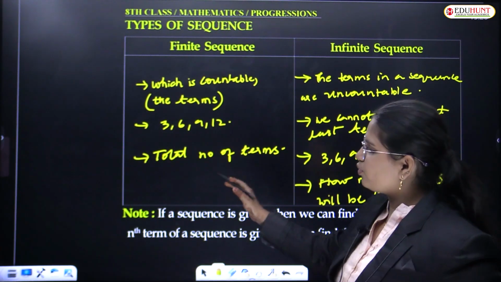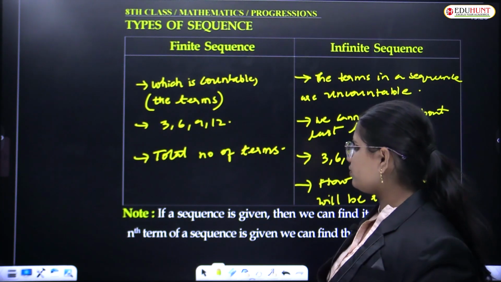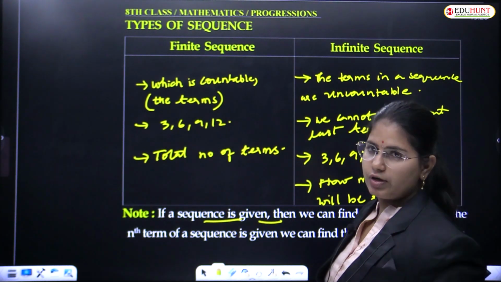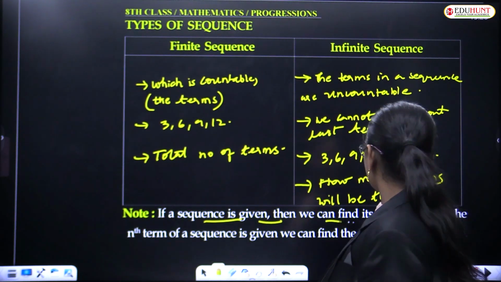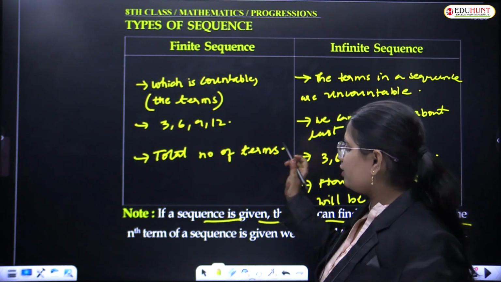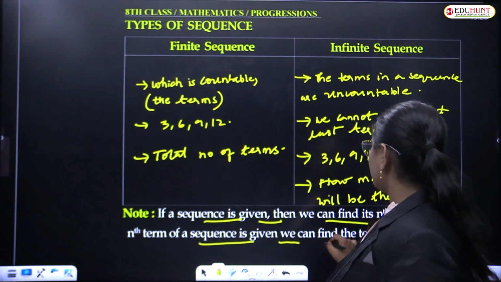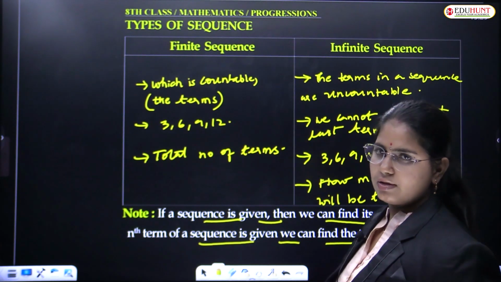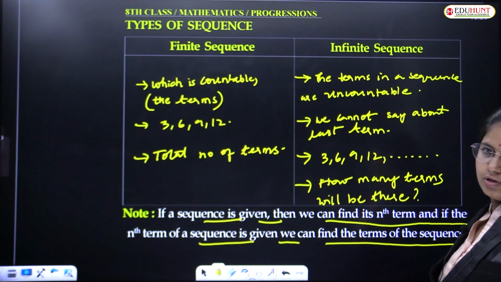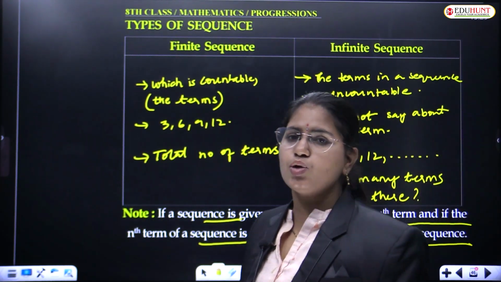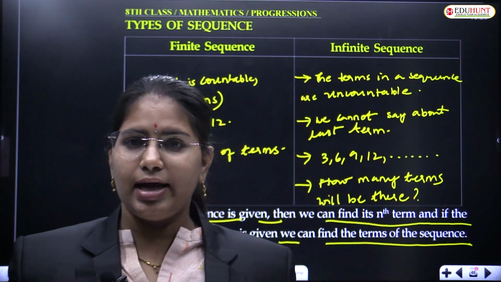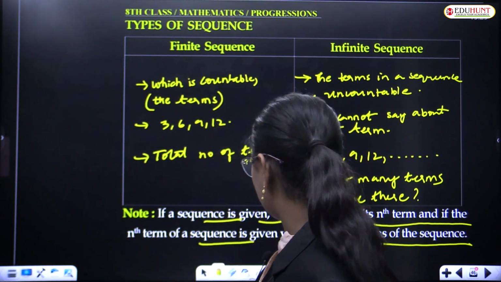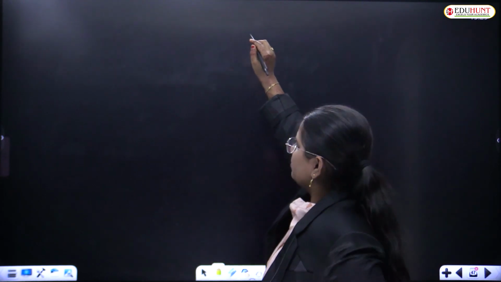Here we also have a note point. If a sequence is given, then we can find its nth term, and if the nth term of the sequence is given, we can find the terms of the sequence. What do you mean by the nth term? Here you find a new word. Before solving some questions, I just want to tell you about its terminologies.